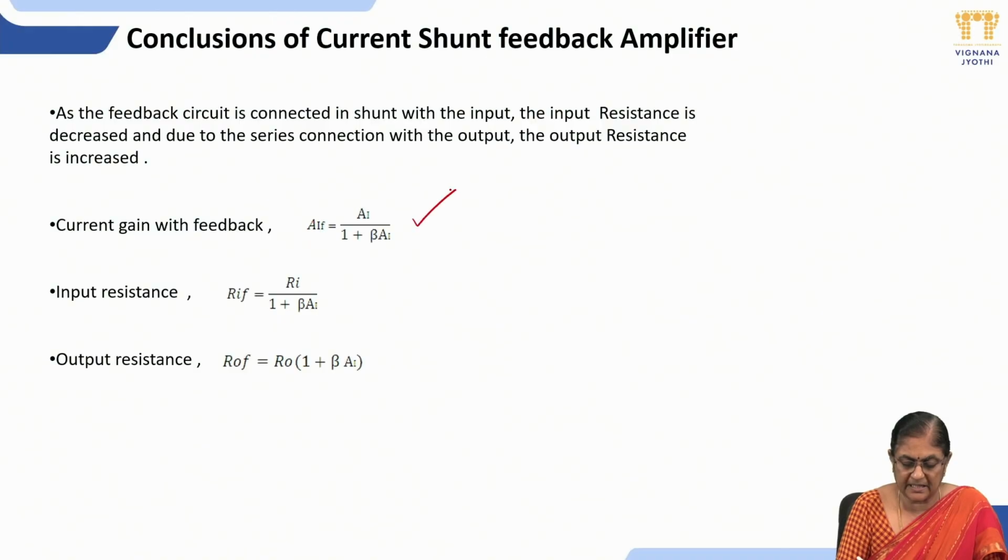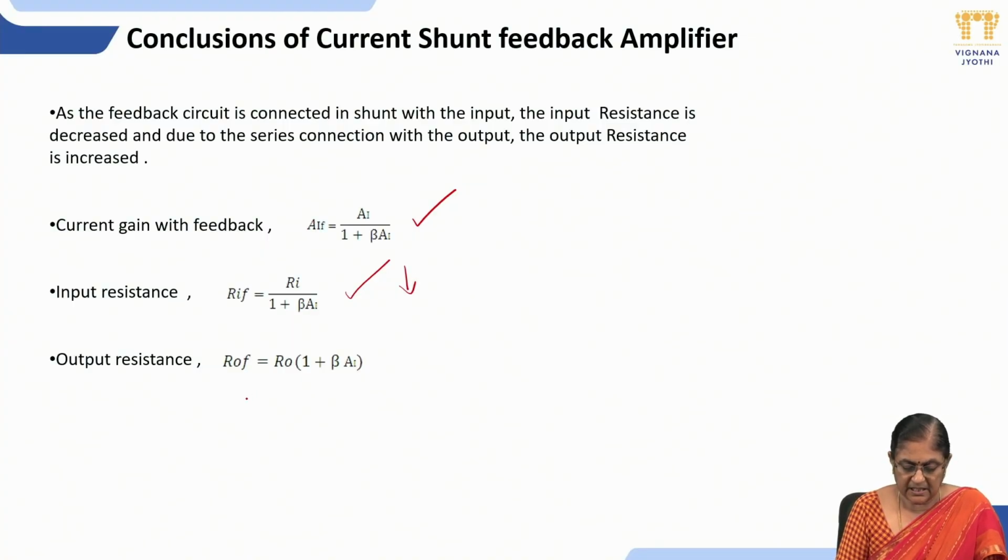Current gain with feedback is AIF, that is equal to AI by 1 plus beta AI. Input resistance of current shunt feedback amplifier RIF is RI by 1 plus beta AI. So why does the input resistance decrease in current shunt feedback amplifier? Output terminals of the feedback network are connected in parallel to the input terminals of the basic amplifier. The type of mixer used in this amplifier is a shunt mixer. So that's why input resistance decreases.